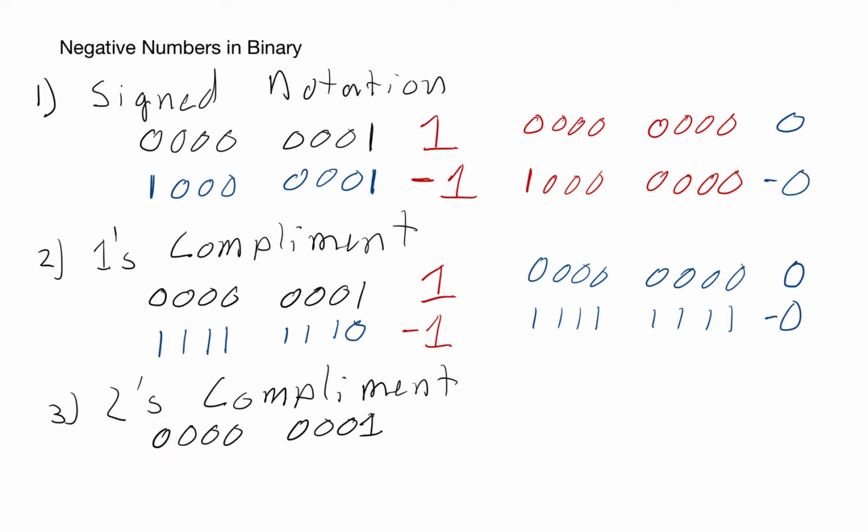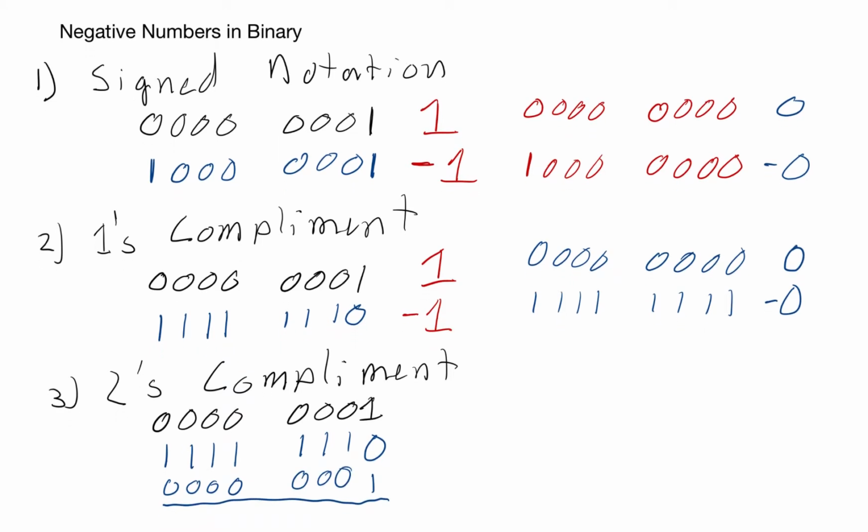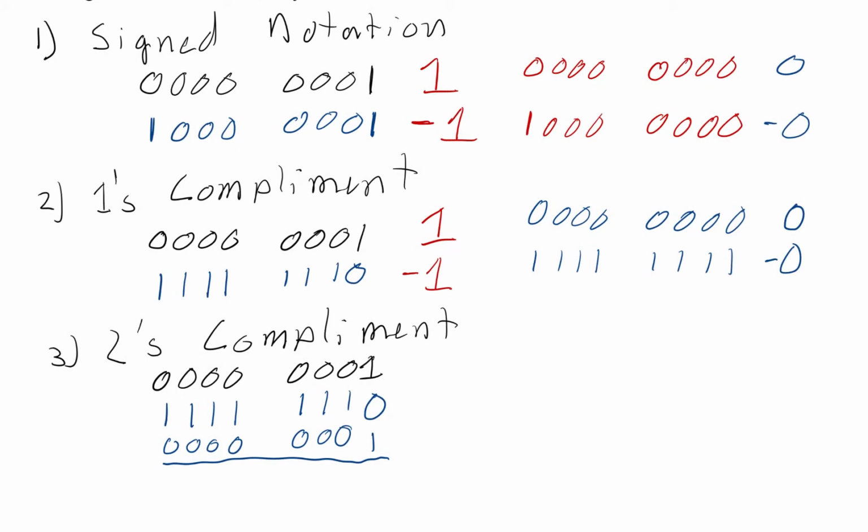So what we're going to do for 2's complement is the same thing as 1's complement plus one additional step that will get rid of our double zeros. So we're going to flip all of the bits, like I did there. And then after we flip all the bits, we just add a single 1 to the number. So step 1 is to flip all of the bits, and step 2 is to add 1 to that number.